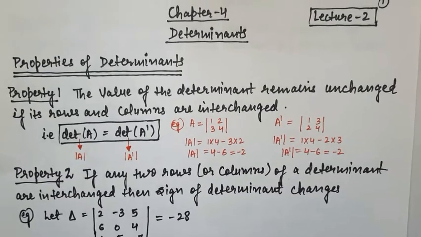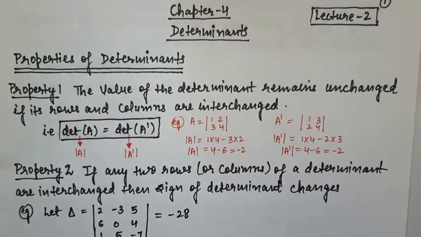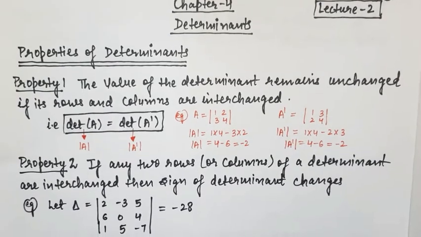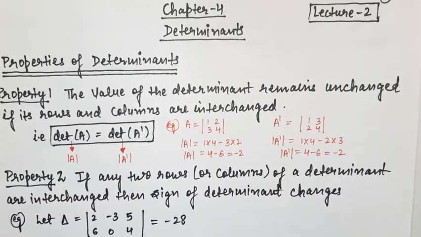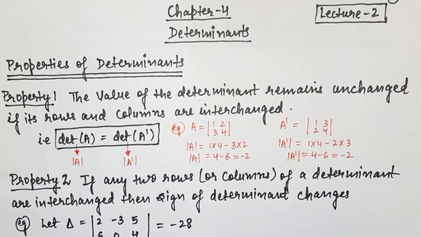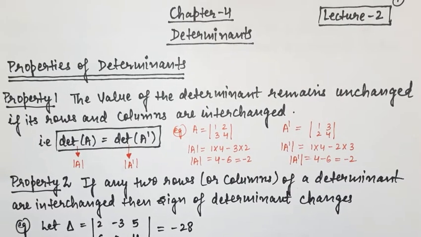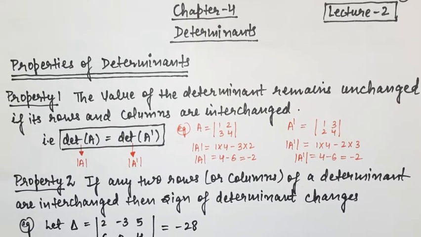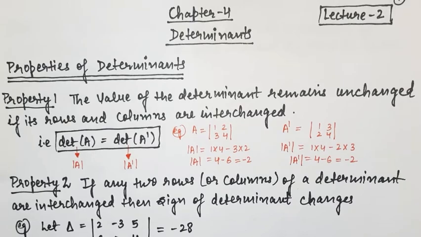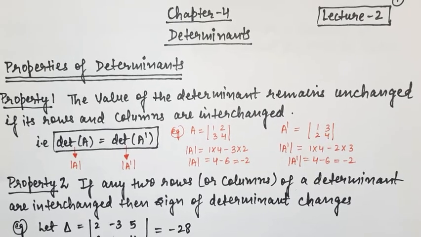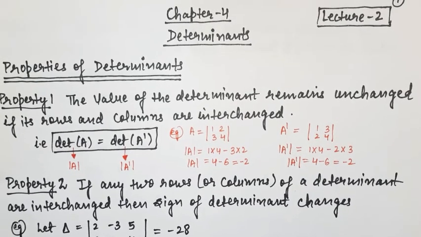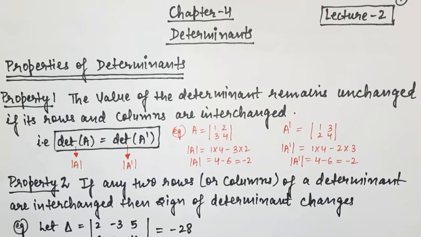Lecture 2, Chapter 4, Determinants. The second exercise is important for determinants. In the paper, you will get questions of 4 marks, and sometimes you will also get questions of 6 marks, because right now we'll have the 80 mark paper. So there is a possibility you will get a 6 mark question also from Chapter 4, Exercise 4.2.